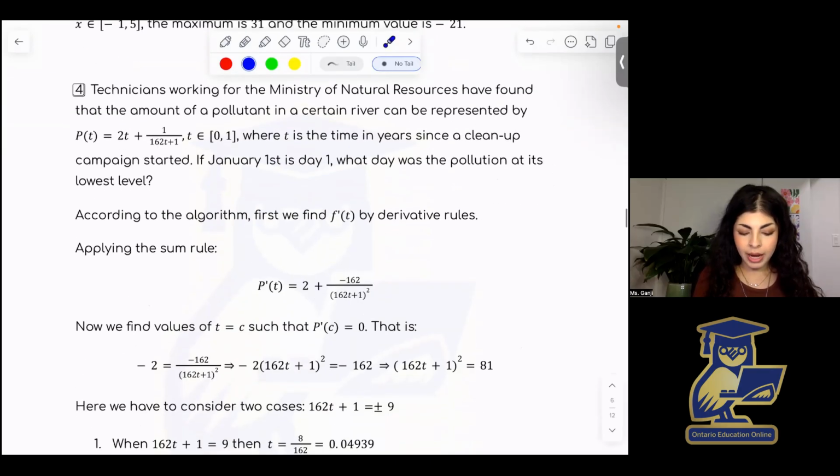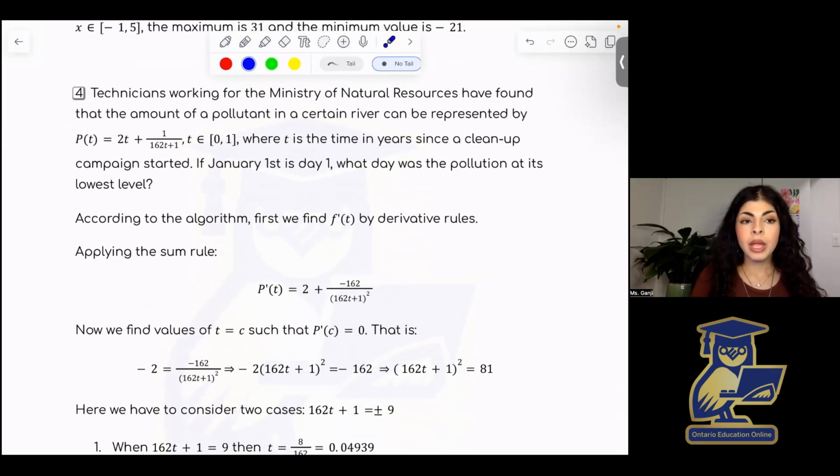And now we're going to do one more example here. Technicians working for the Ministry of Natural Resources have found that the amount of a pollutant in a certain river can be represented by P of t, and t is in the closed interval 0 to 1, where t is the time in years since a cleanup campaign started. So we want to see how much pollution is left after we've been cleaning up for some time, and time is in years.